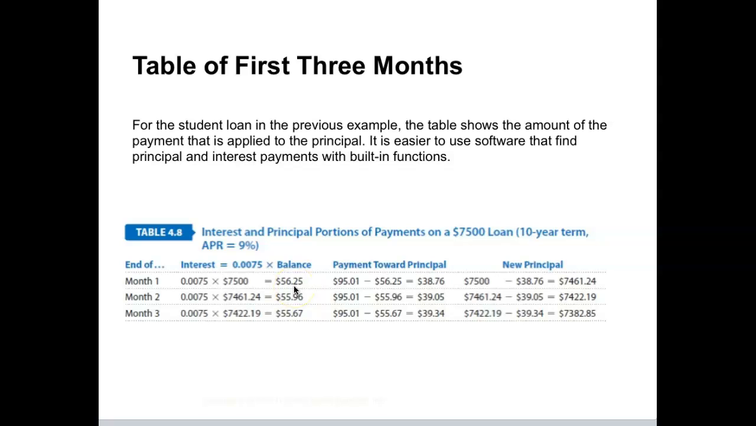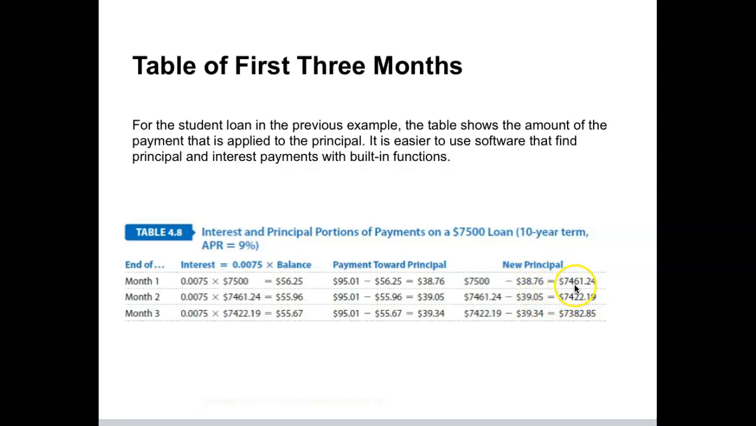Whenever you pay on a loan, the first thing that gets paid is the interest you owe, and then whatever is left over goes towards the principal. So after month 1, the first $56.25 goes towards your interest. I'm sorry, I think I said that backwards. The first $56.25 goes towards your interest. The remaining $38.76 of that $95 payment goes towards your principal, and then your remaining principal is that $7,500 minus that $38.76.